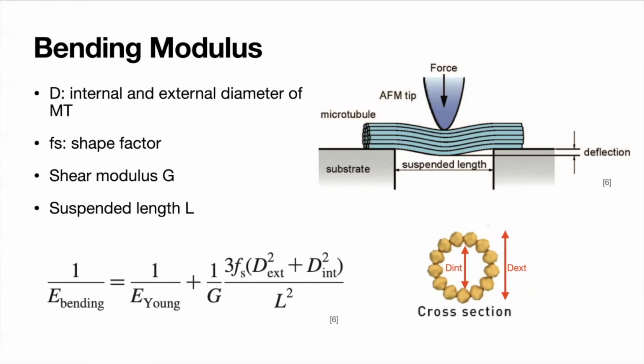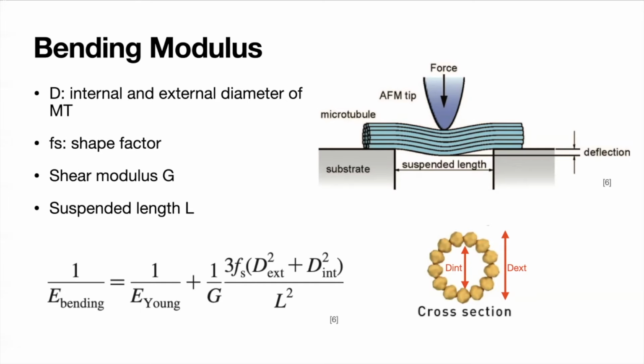Okay, now we know the lateral deformation is important, so we need to introduce another parameter, the bending modulus. We want to suspend part of the microtubule, use an AFM tip to deform it, and the bending modulus is the parameter to describe the extent of deformation. The researchers have found that the bending modulus is closely related to Young's modulus, the shear modulus G, and some geometric factors. Fs is a constant, the shape factor. D is the diameter: the external diameter is about 25 nanometers, and the internal one is about 15 nanometers. And the bending modulus is also length dependent. It depends on the suspended length L.